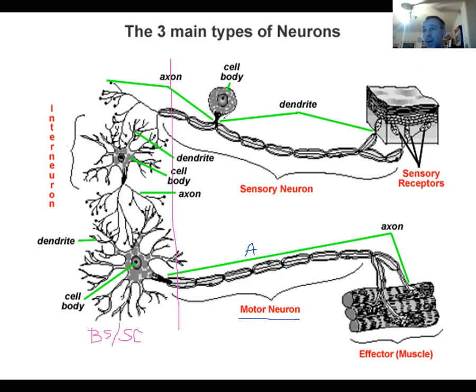We can see that the cell body is outside. So the cell body is outside, and if we have cell bodies outside of the CNS, we call it a ganglion. So here's a ganglion, and this is the typical T-shaped cell. So this is a pseudounipolar neuron. And this is a dendrite, and this is an axon.